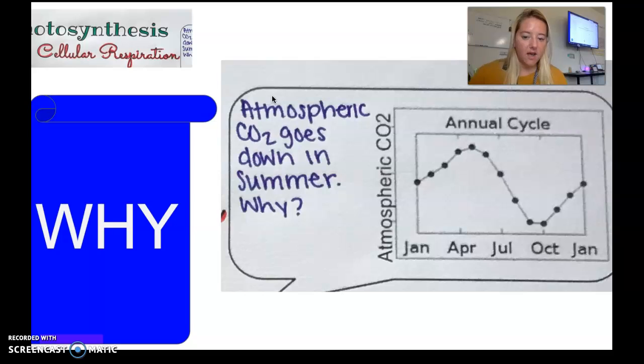You can see that the atmospheric CO2 goes down in the summer. That's what this graph is telling us. If I asked you to tell the story of the graph, that's what you would tell me. Why do you think that is? Why do you think the carbon dioxide goes down in the summer and up in the winter months?